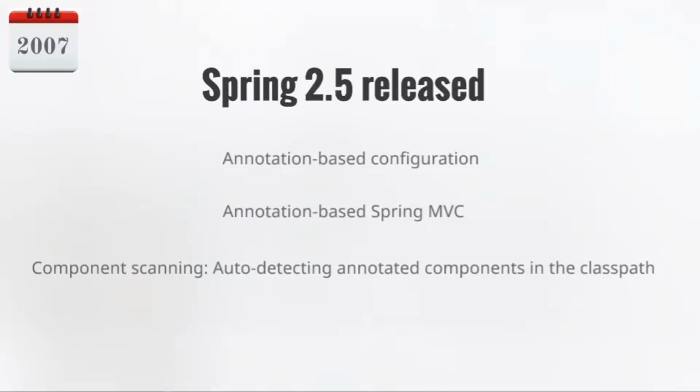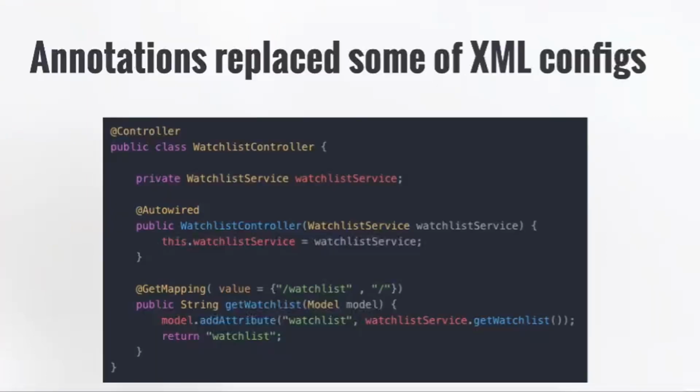Spring 2.5 is considered as one of the major milestones because for the first time, annotations were introduced into the framework, which meant all those obscure XML files were not necessary anymore. Now, to mark a class as a controller, all you had to do was add the controller annotation at top of the class. Or if you wanted to wire your components to each other, you could do that with an auto-wired annotation. All these things you had to do using XML files before.